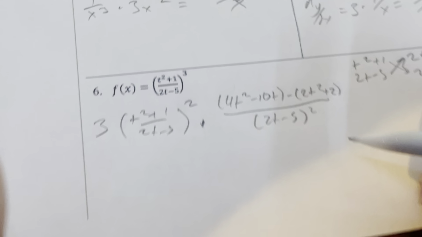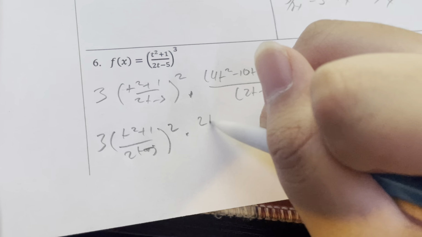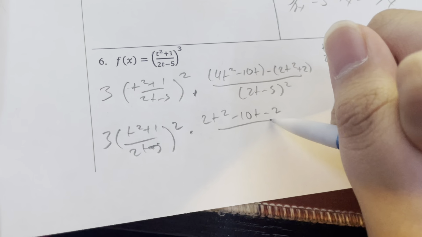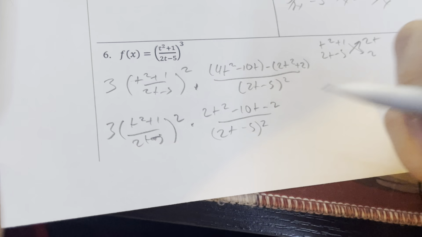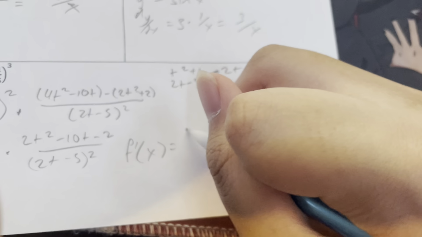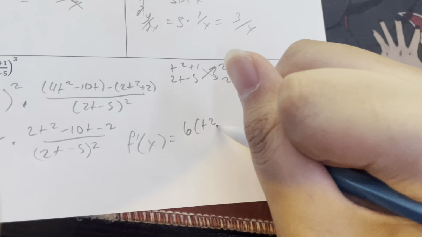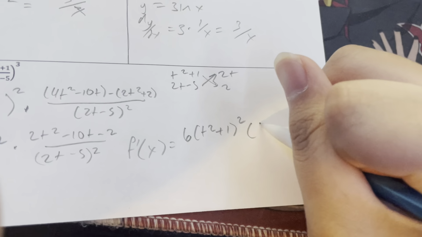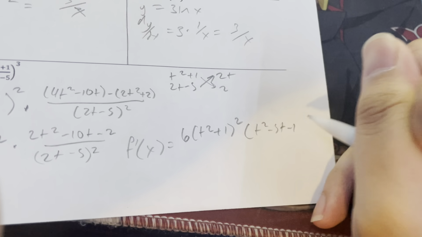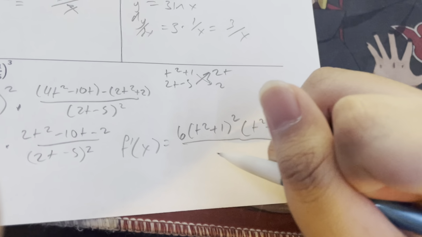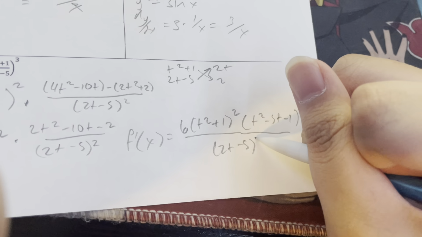Simplified, we'll get 3 times t squared plus 1 over 2t minus 5, squared, multiplied by 2t squared minus 10t minus 2 over 2t minus 5 squared. Once you multiply these together and simplify them, you'll find that f prime of x equals 6 multiplied by t squared plus 1 squared multiplied by t squared minus 5t minus 1 over 2t minus 5 to the power of 4.